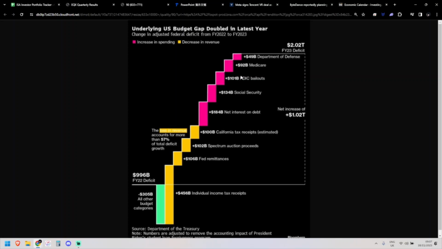And you also had the bank bailouts this year, which you didn't have previous year. Wouldn't be surprised if you get a few more of those over the next year with the higher rates. So, yeah, a lot of these pink sort of items aren't one-off items. They're ones that will carry on increasing.